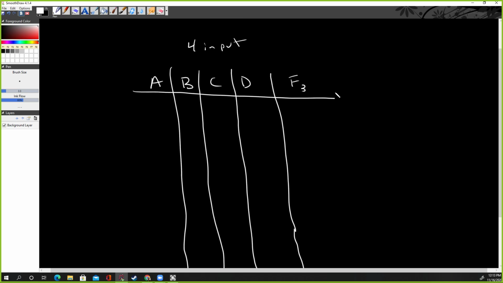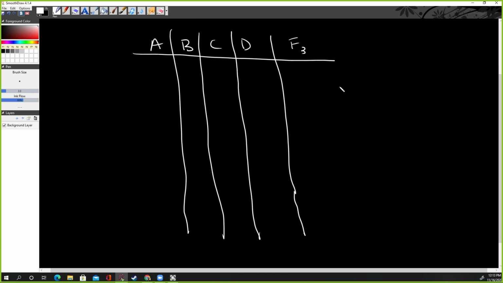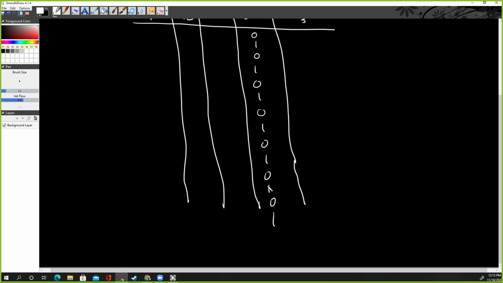So, now how does the pattern look here? Same start. 0, 1, 0, 1, 0, 1, 0, 1, 0, 1, 0, 1, 0, 1. But there should be 16. 1, 2, 3, 4, 5, 6, 7, 8, 9, 10, 11, 12, 13, 14. I need 2 more. Just enough room here. 0, 1. So let's continue these lines down.